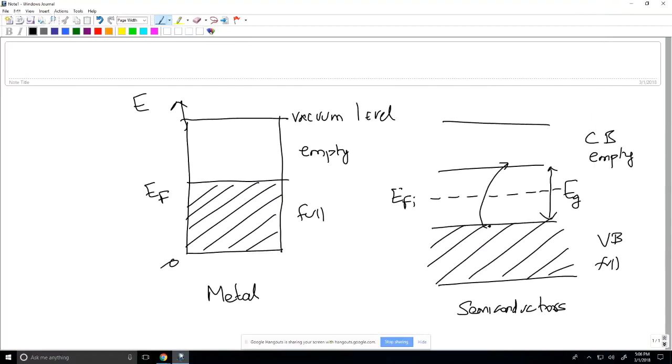So this basically describes the difference between metals and semiconductors. Usually semiconductors we don't use in the intrinsic state. We always want to dope them with some amount of dopants. These can be donors or acceptors.